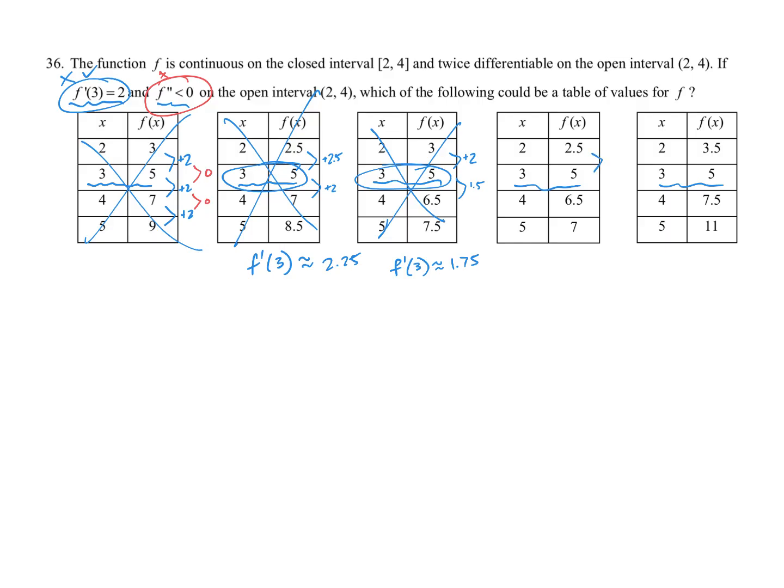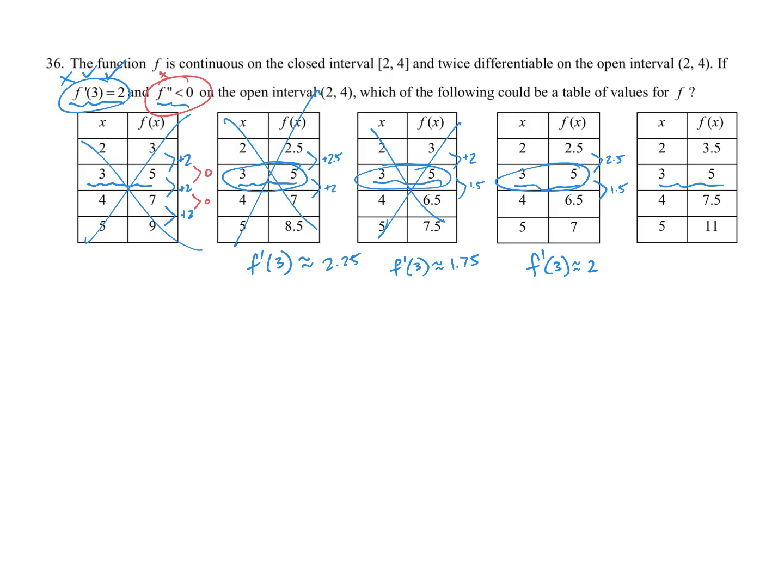If I look at the next one, I've got a difference of 2.5. I've got a difference of, what is that? 1.5. So right at x equals 3, my f prime is somewhere between 2.5 and 1.5. Hey, it's about 2. So we do meet the first requirement.